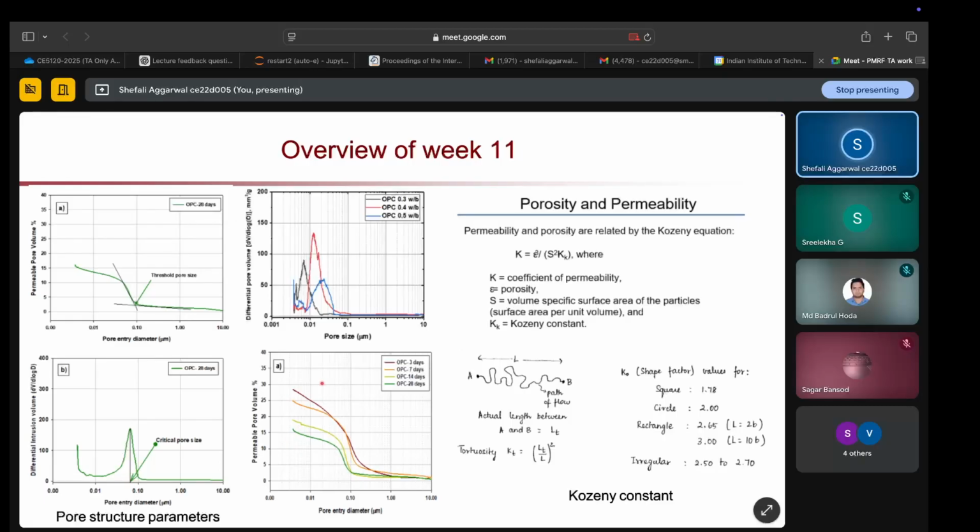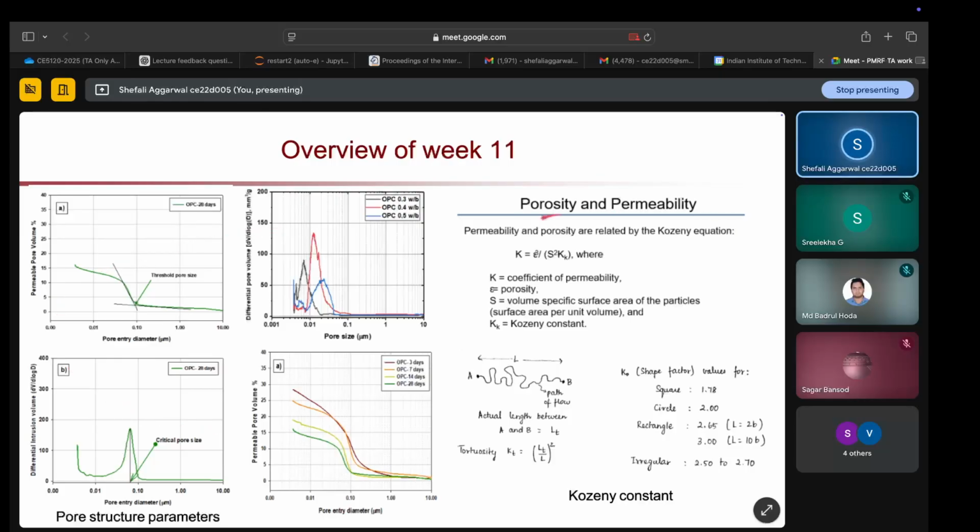Same way, in this case it is the effect of curing. The more you cure your concrete, the denser will be your pore structure. If you see here, at 3 days of concreting, your permeable pore volume is starting from 30%, however at 28 days it's starting at 15%. So higher the curing, higher is the densification of your pores, and it will reduce the threshold pore size.